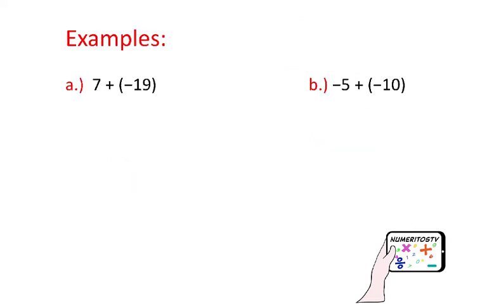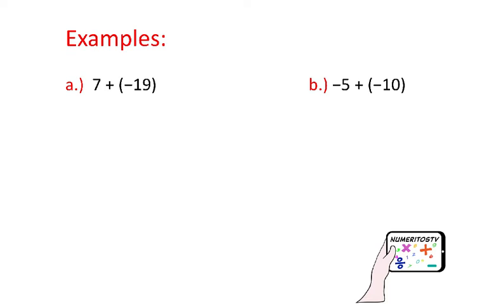Let's do more examples with this battlefield method. So now we have 7 plus negative 19. Sometimes you are going to see these parentheses in between integers, and they do that so you don't have these symbols together, because if they are together with nothing in between, that can be a little bit confusing. So sometimes you will see those parentheses just to make the problem more neat.